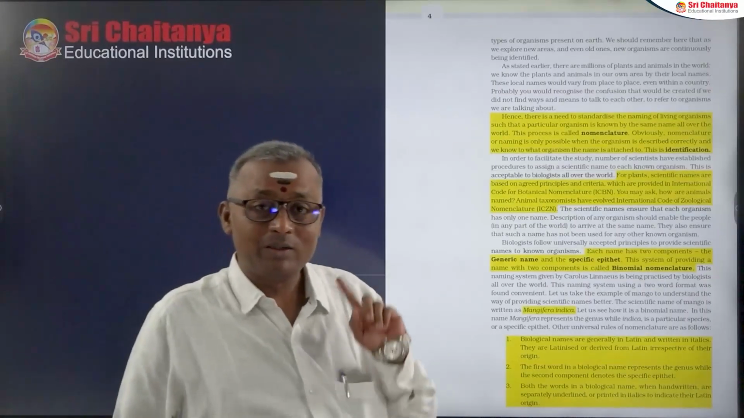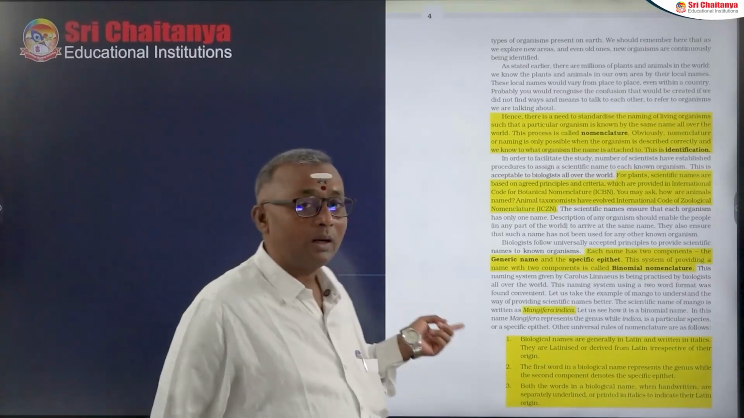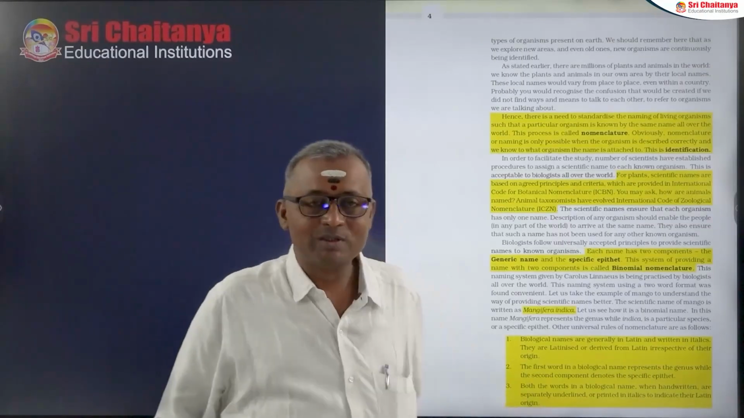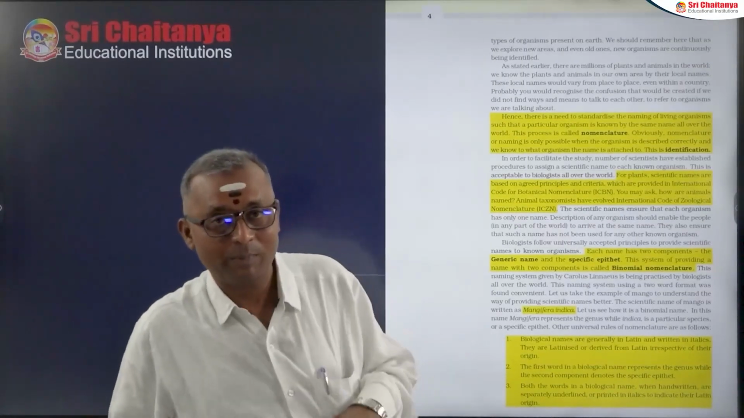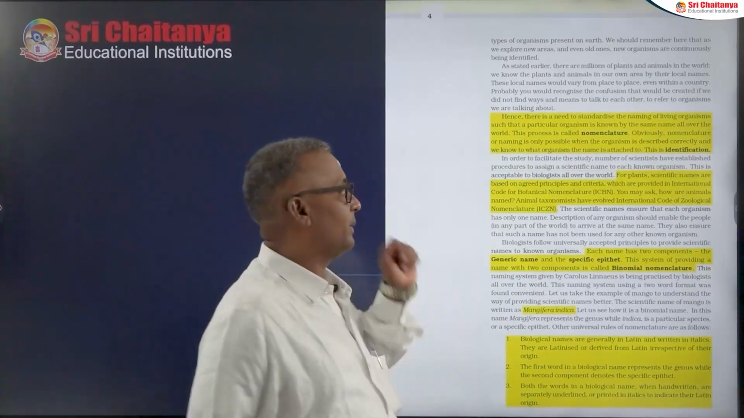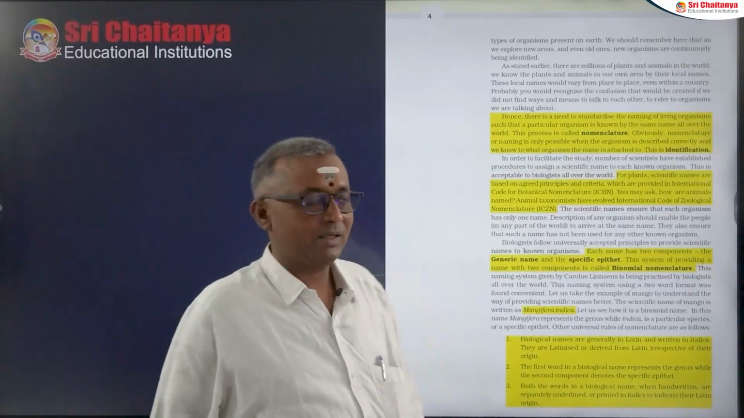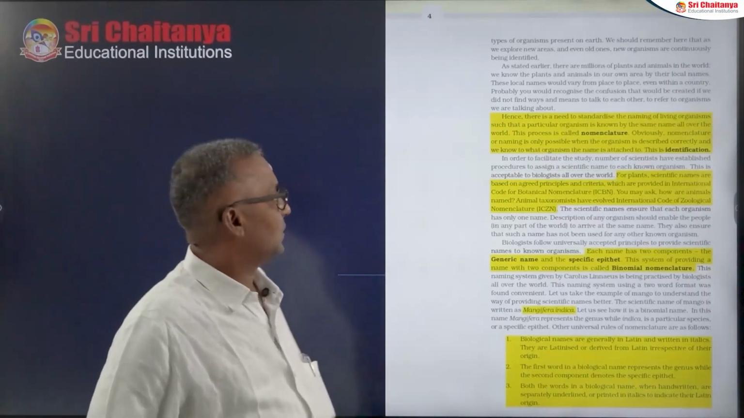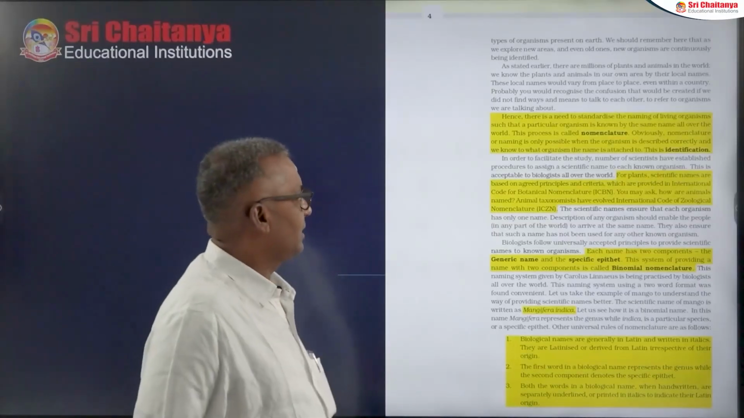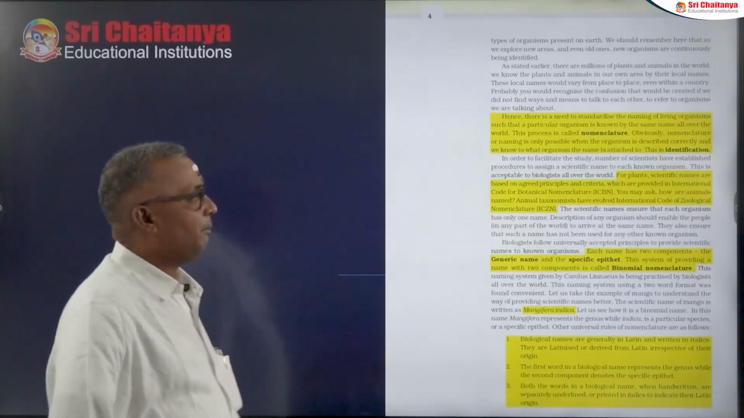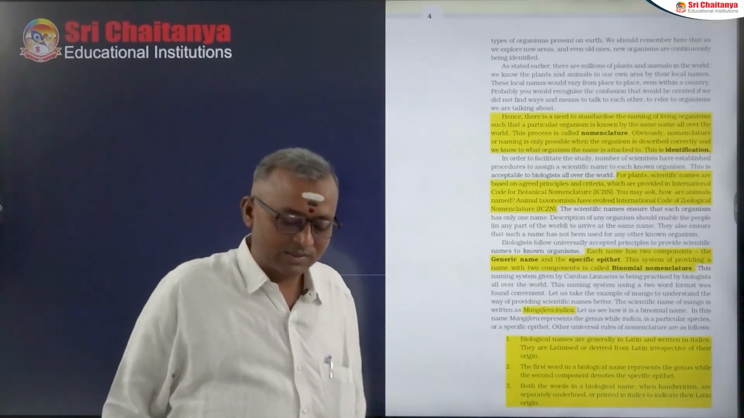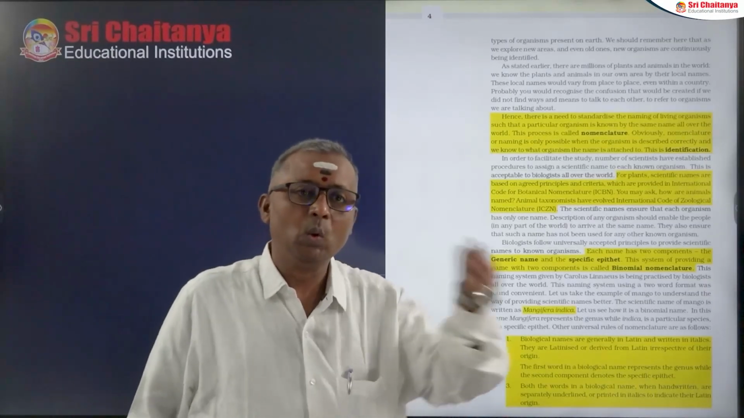So, nomenclature is possible only when an organism is correctly identified. So, out of these two, which one will come first? Is it nomenclature or identification? It is identification, not nomenclature. That's very important. Now to facilitate the study, a number of scientists have established certain procedures to assign scientific names to the known organisms.